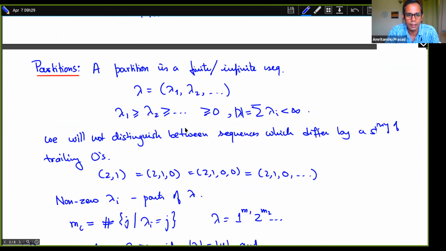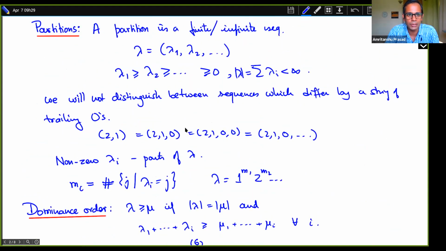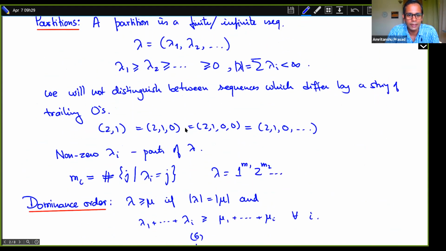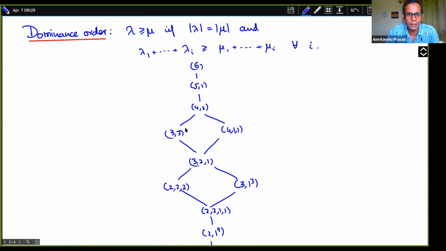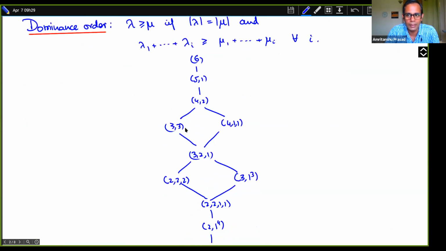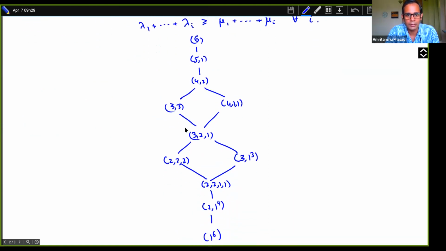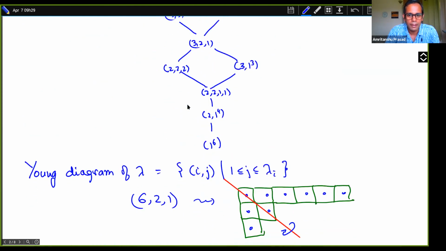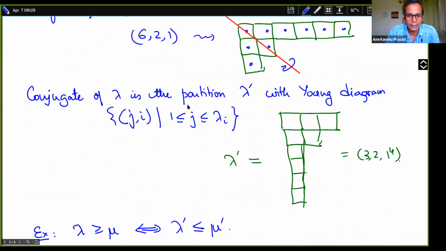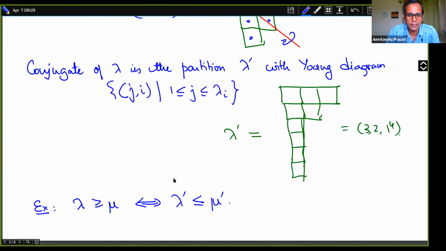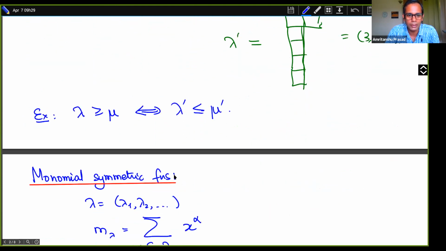And then the various bases which are indexed by partitions. The most important way of organizing partitions that we'll be using here is the dominance order. And here's the dominance Hasse diagram of dominance order for partitions of 6. And then we use Young diagrams to visualize partitions. There's the notion of the conjugate of a partition.